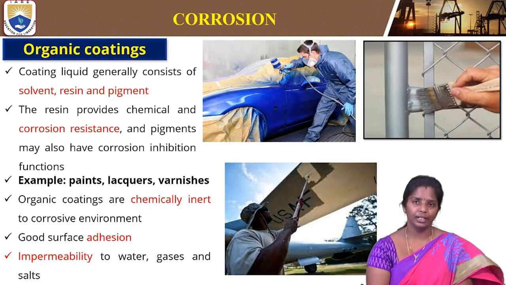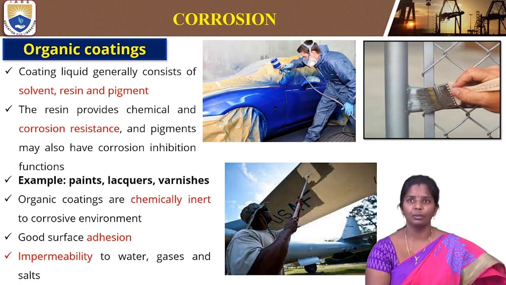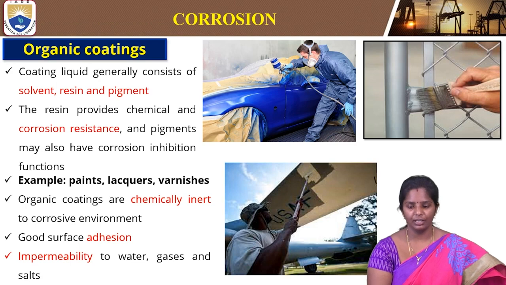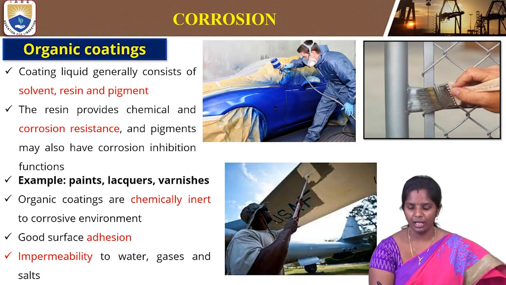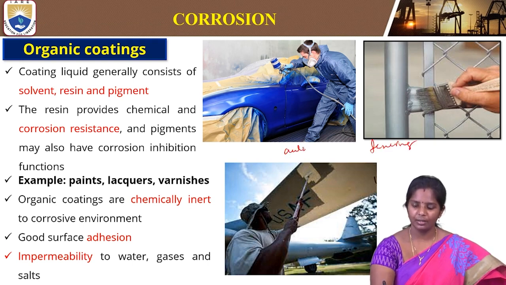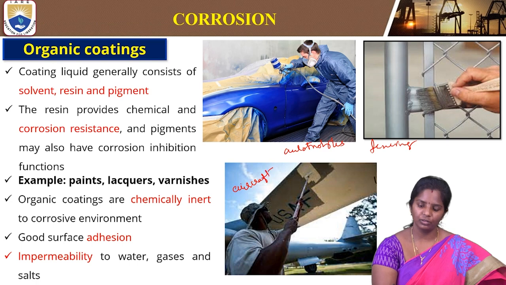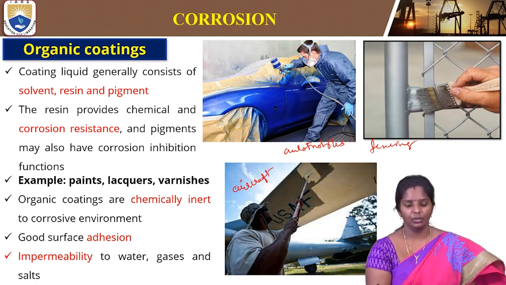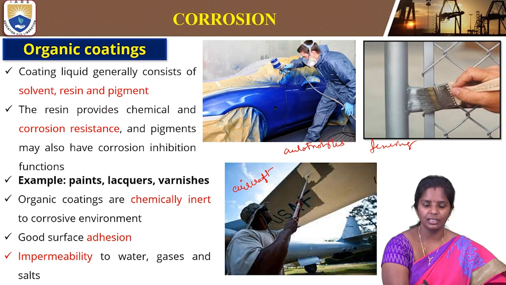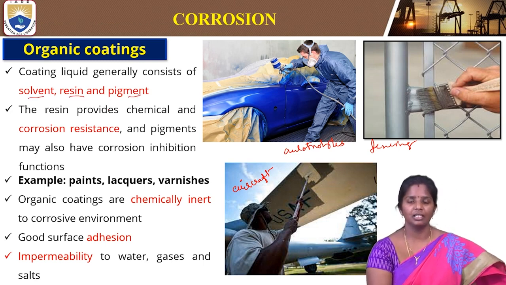Then there are the organic coatings. Organic coatings give a barrier between the atmosphere and the base metal. Automobiles, aircraft and fencing are some of the applications. Cars or aircraft are being painted, so organic coatings are paints that are used. The coating liquid generally consists of a solvent, a resin and a pigment.